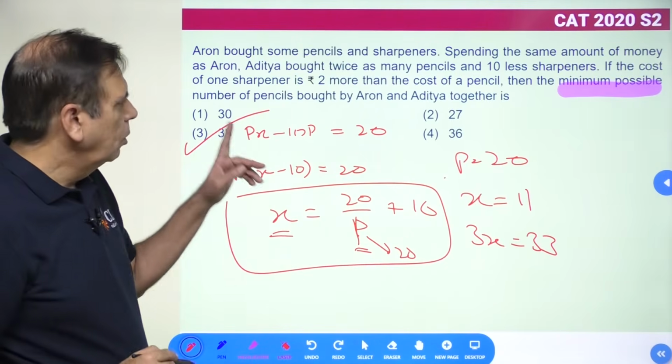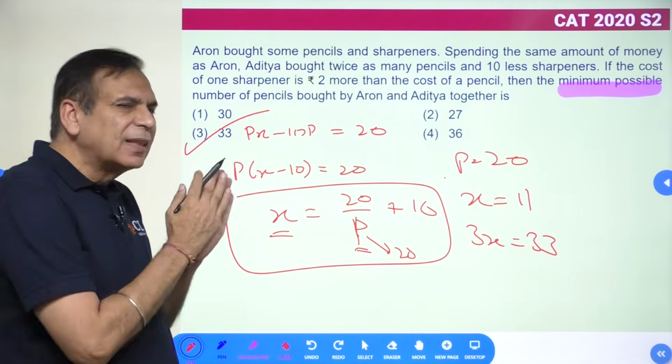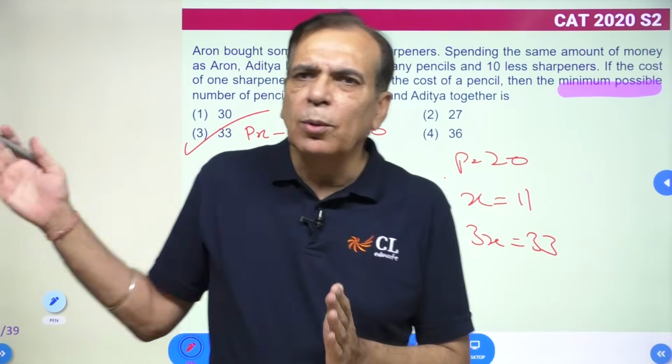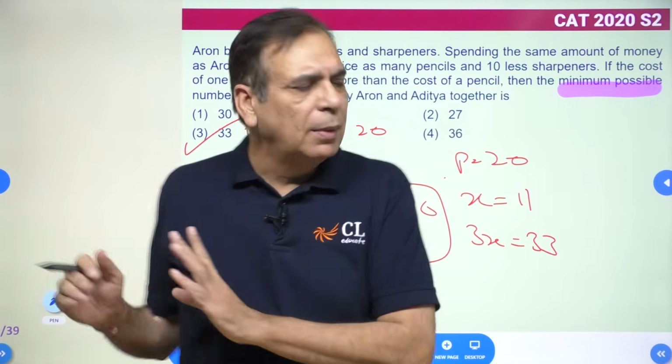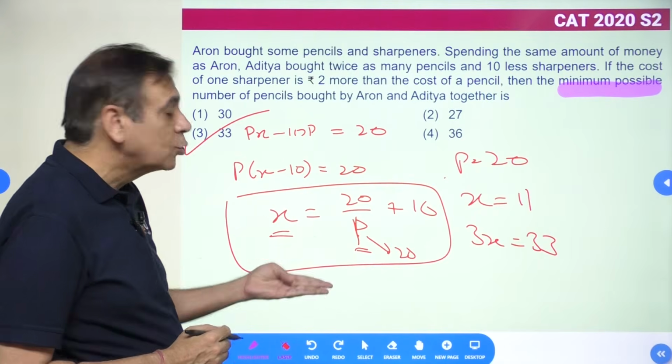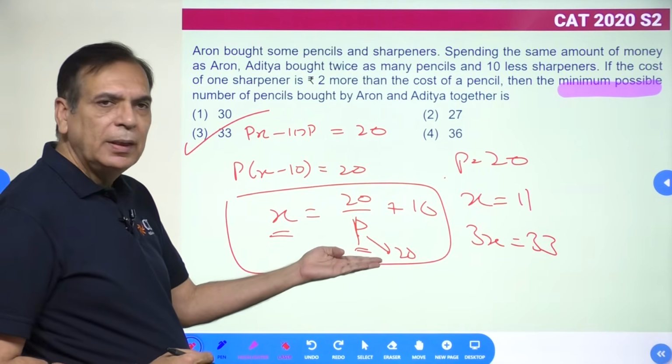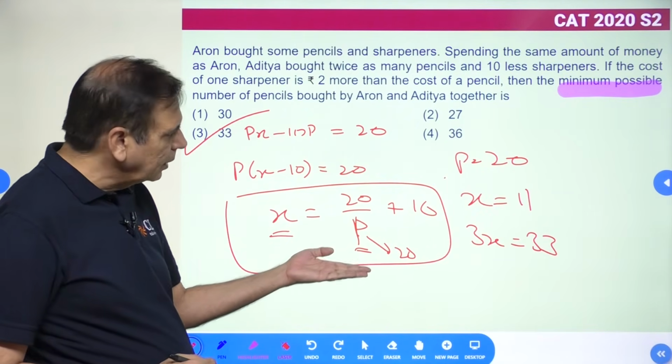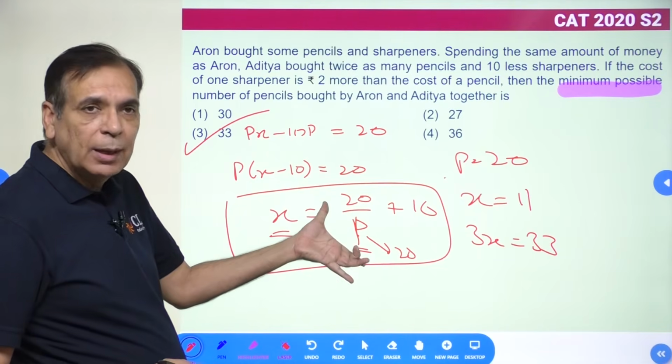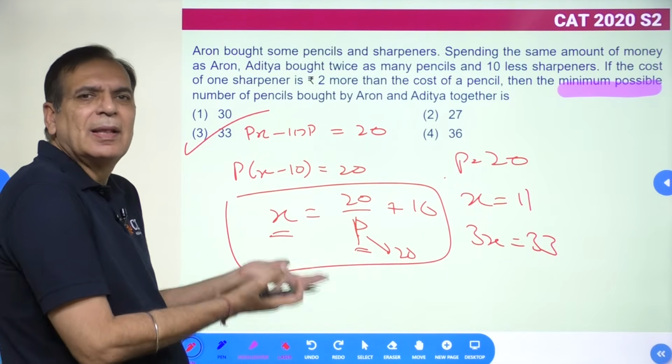Okay. So not a difficult question, but this is a question which requires you to go through the process. Keep working mechanically and you will get the answer, remembering that x has to be an integer. So for 20 upon P, the minimum value can only be 1, because he must have bought some pencils.